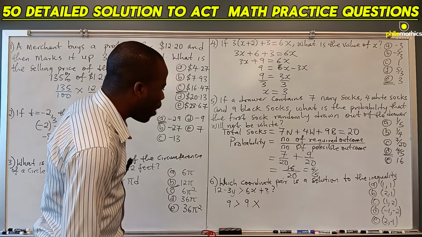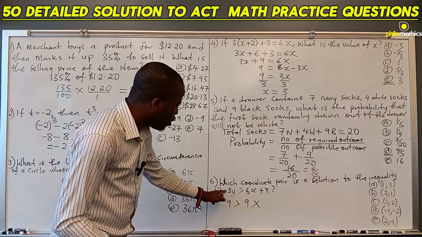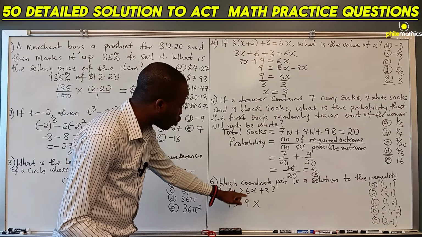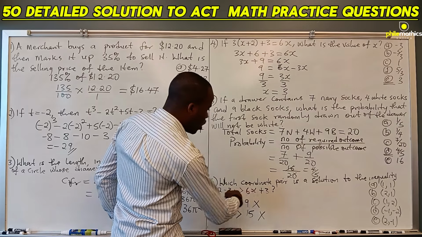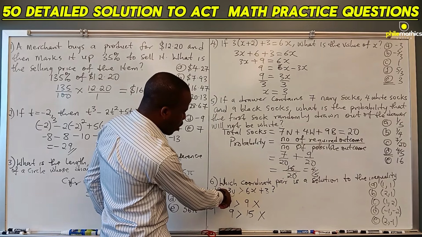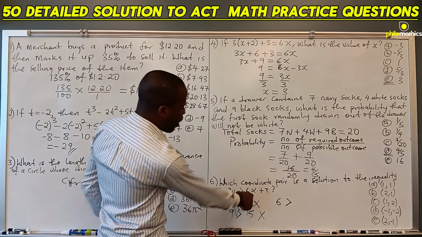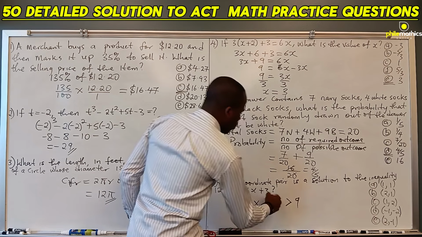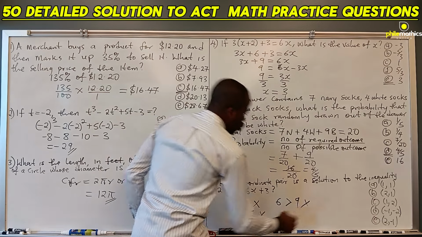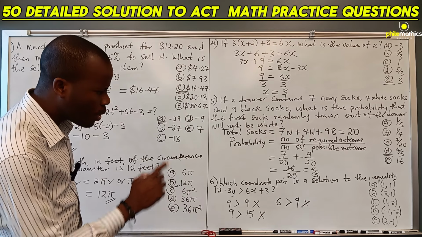Option B says 2, 1. If we put 1 for y, 12 minus 3 will be 9, greater than, and we put 2 for x, 12 plus 3 is 15. 9 is not greater than 15, so this is not possible. C says 1, 2. So if we put 2 for y, 3 times 2 is 6, 12 minus 6 is 6, greater than, and if we put 1 for x, 6 plus 3 is 9. 6 is not greater than 9, so not possible. D says minus 1, minus 2.